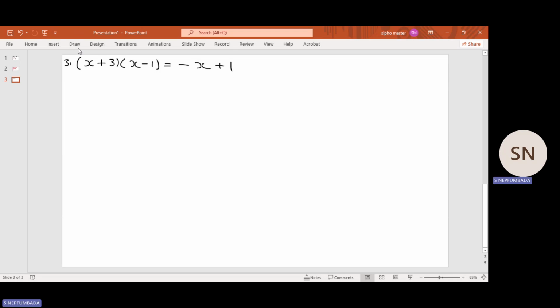So if you look at this equation, we've got the brackets. So first of all, we must remove a bracket there. So this first x must multiply everything in that other bracket. And this positive 3 must do the same.